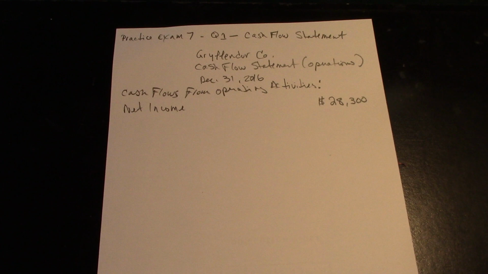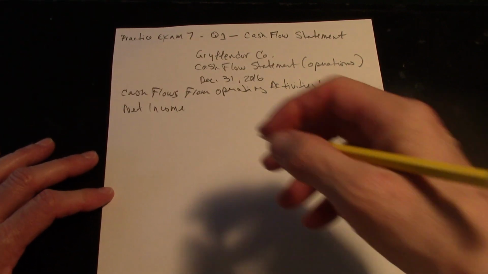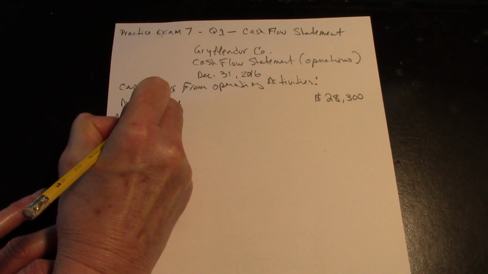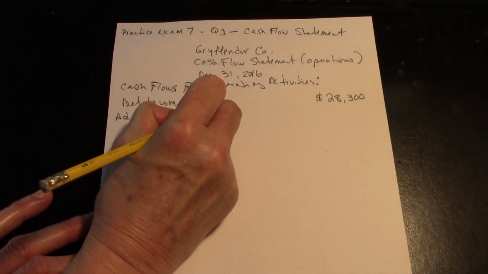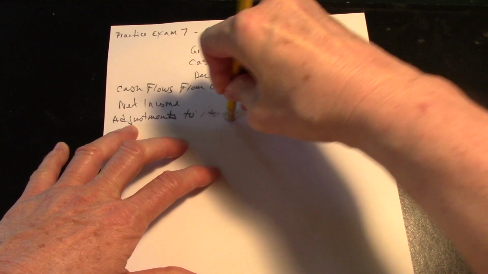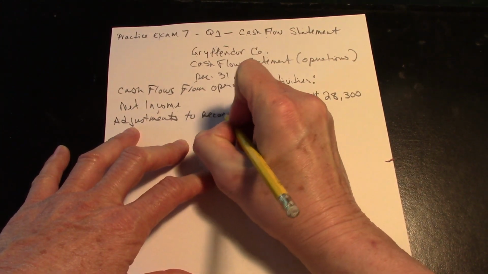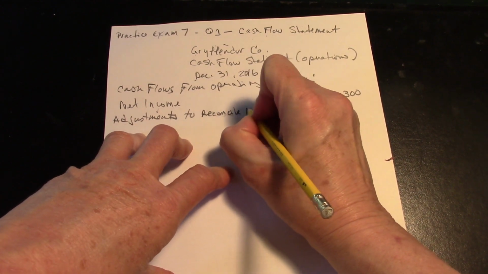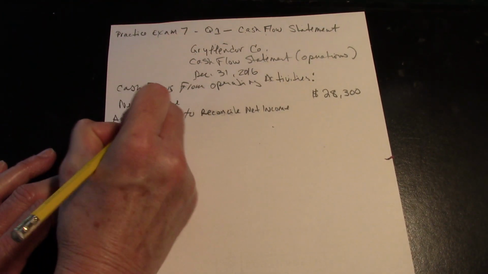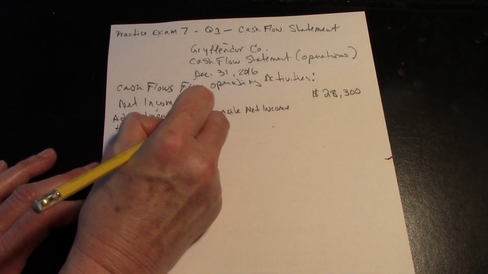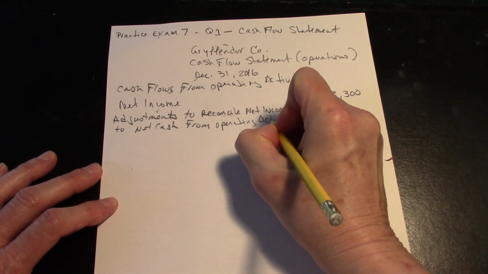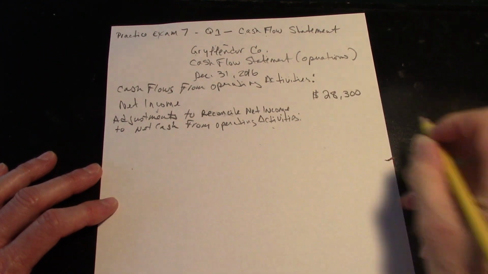Now we're going to do our adjustments. So we tell people what we're doing. So adjustments to reconcile net income to net cash from operating activities. Okay, so that's what we're going to do now. We're going to do our adjustments.